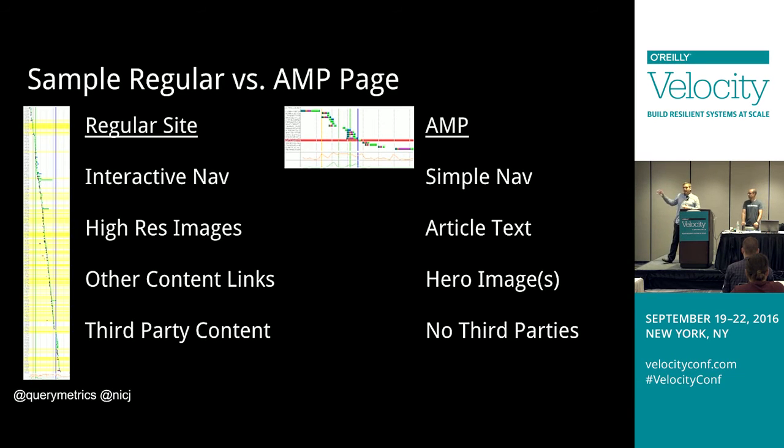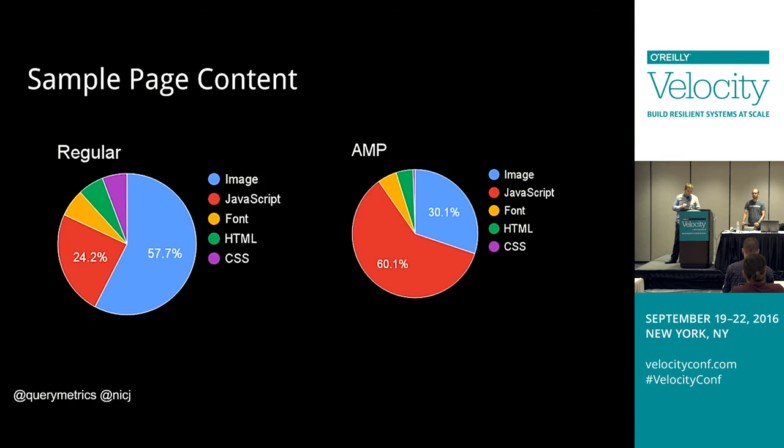You compare that to the AMP version of the exact same page, same text. You still see the header for the site, you still see a simple navigation, but it's not as interactive as the regular site. You see article text, and you see the images that you have on the desktop version, but they're scaled down to the appropriate size and a lot smaller. And the biggest thing is there's no third parties in this one site that we're looking at.